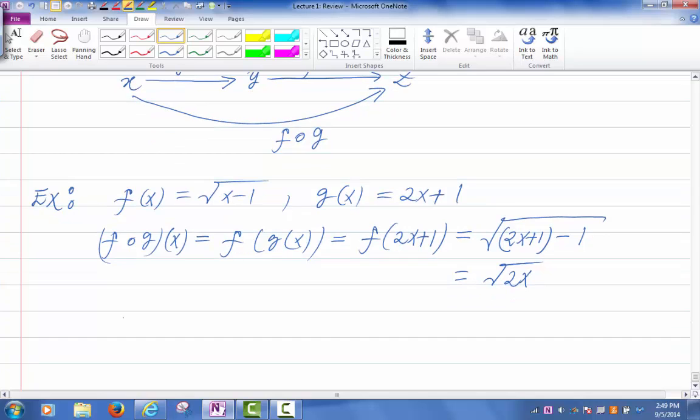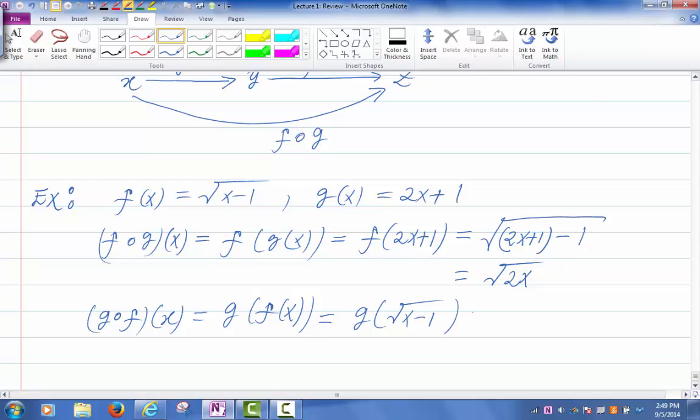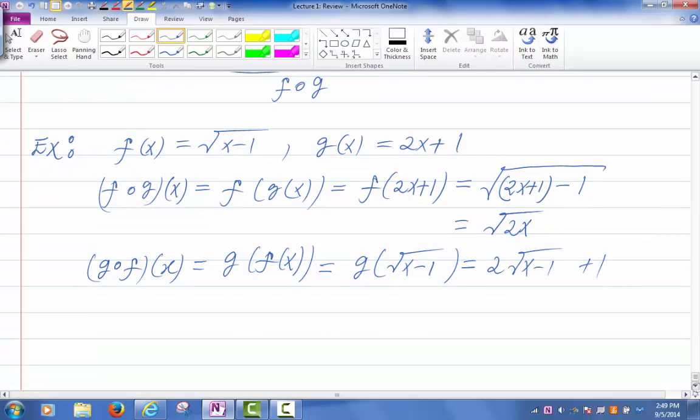How about if I look at g circle f? Now we are taking the function in opposite order. So this is g of f of x. Now the inside function is f. So g of f of x is g of root of x minus 1, and this is equal to 2 times root of x minus 1 plus 1. So what do you see? Well, f circle g is not the same as g circle f. Generally, they are not equal.